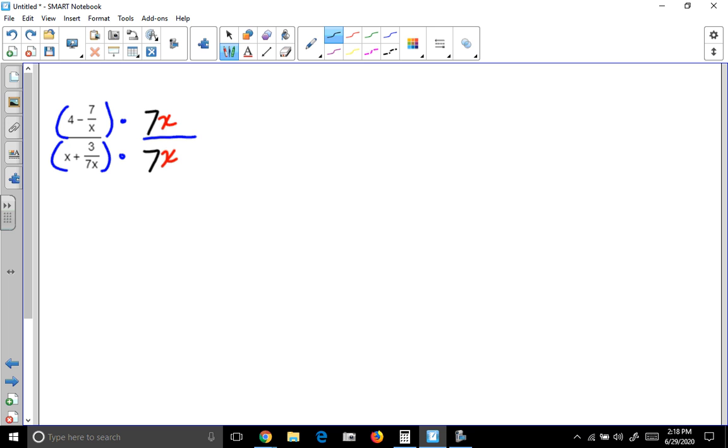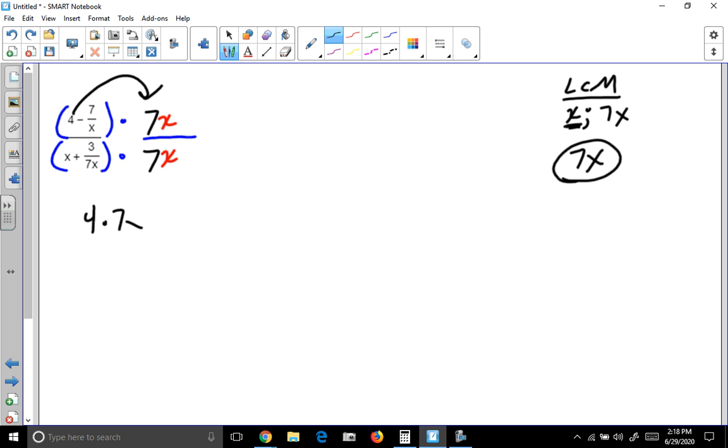Now, hopefully when we do this, we'll see why 7x. 7x is our least common multiple. If we look at this denominator and that denominator, 7x is a multiple of x because it's x times something. 7x is a multiple of 7x because it's that times 1. So if we do the first term times 7x, not a problem. It wasn't a fraction to begin with, so that doesn't help us or hurt us. And then we're going to do the next term times 7x. So 7 over x times 7x.